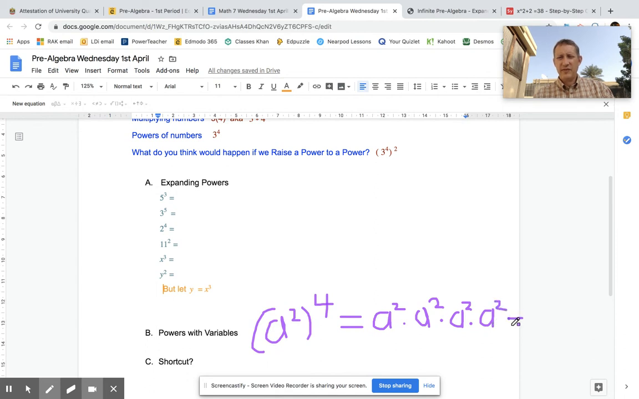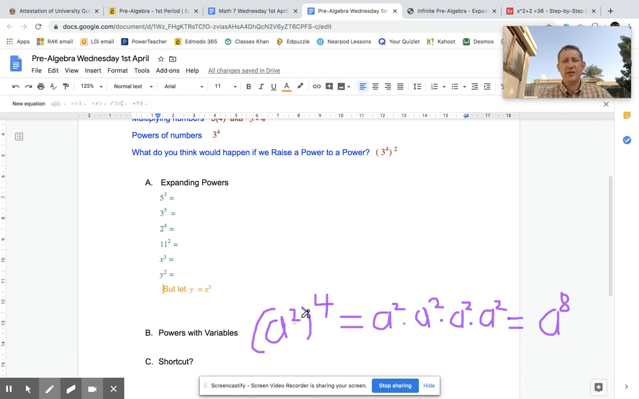And I know from yesterday, when you multiply a power times a power, you add the exponents. So that'd be 2 plus 2 plus 2 plus 2. 2 plus 2 is 4, plus 2 again is 6, plus 2 again is 8. So a squared raised to the 4th power is a to the 8th. Do you see a shortcut that I could do?